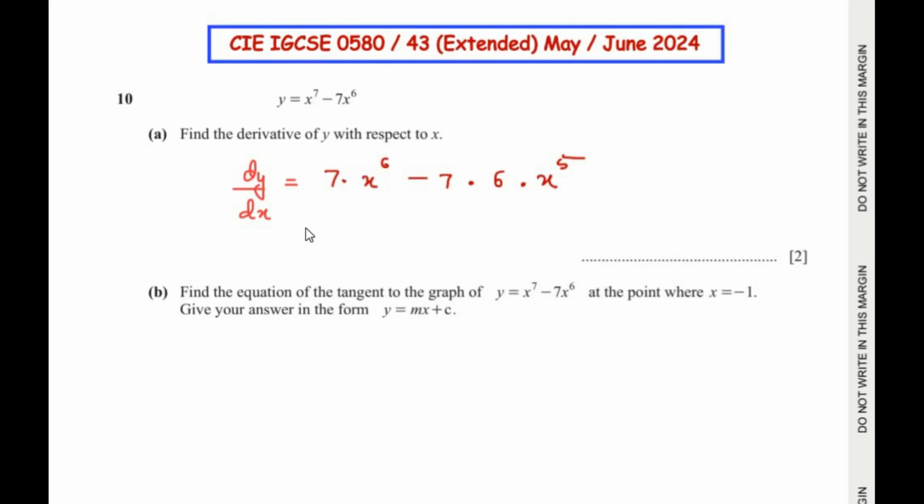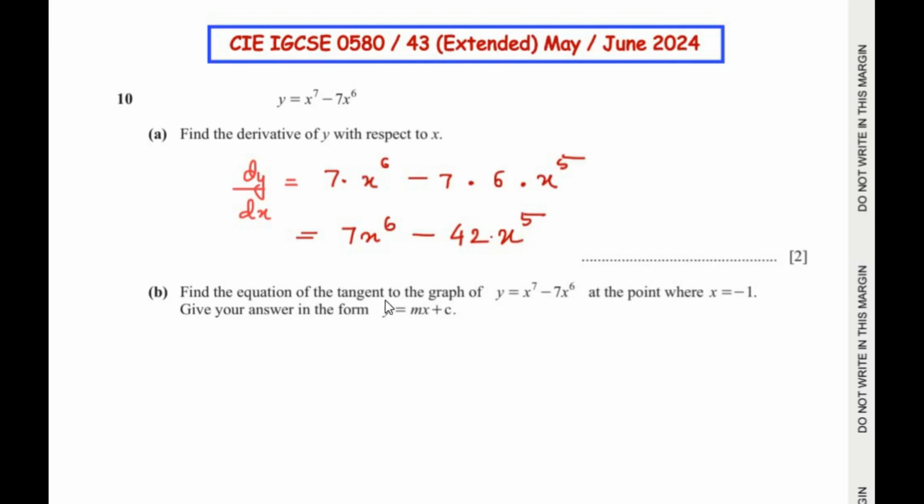Now let us simplify this. Here we are going to get 7x to the power of 6 minus, now 7 times 6 gives us 42 times x to the power of 5. So the differentiation of this given equation of y is 7x to the power of 6 minus 42x to the power of 5. Now let us move on to the B question.